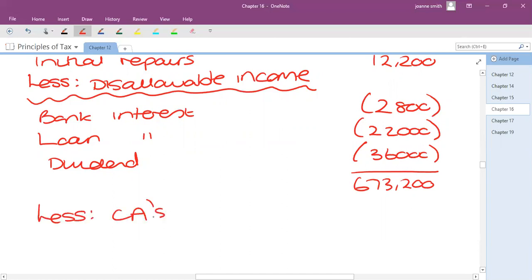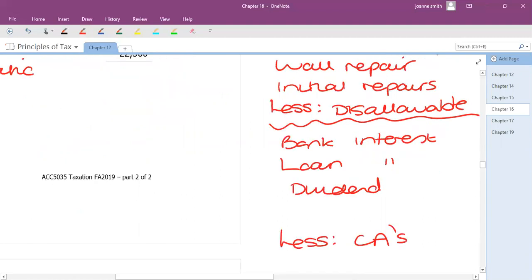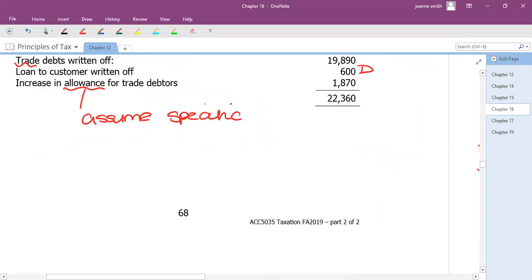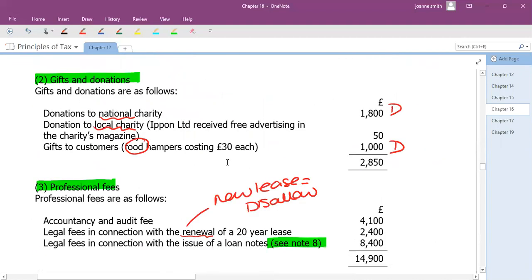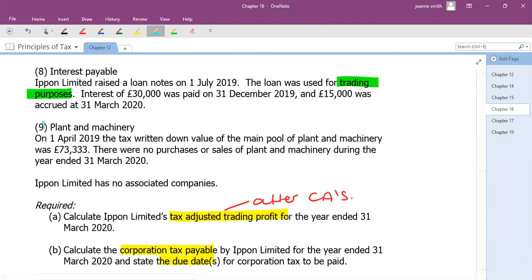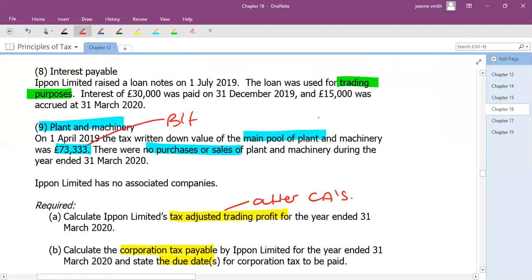All I really need to do to finish off this part of the question is to deduct any capital allowances. Now, they might be a bit more complicated than this question in the main exam. Here they're quite straightforward, so we don't really need a working paper. The detail about the capital allowances is found in the next note, plant and machinery. It says the written down value of the main pool was 73,333, and there were no purchases or sales. So it couldn't be any easier, could it? That's your brought forward balance to work out your capital allowances.